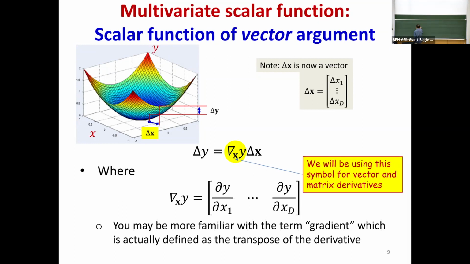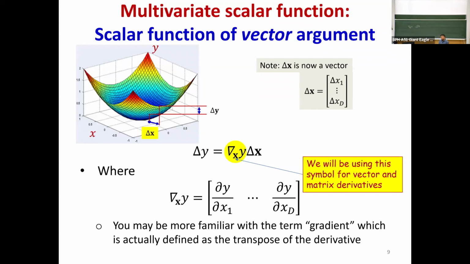We said delta x is a vector. It's a column vector, right? So delta y, this nabla y, this derivative, is going to be a row vector. This is an inner product, correct?